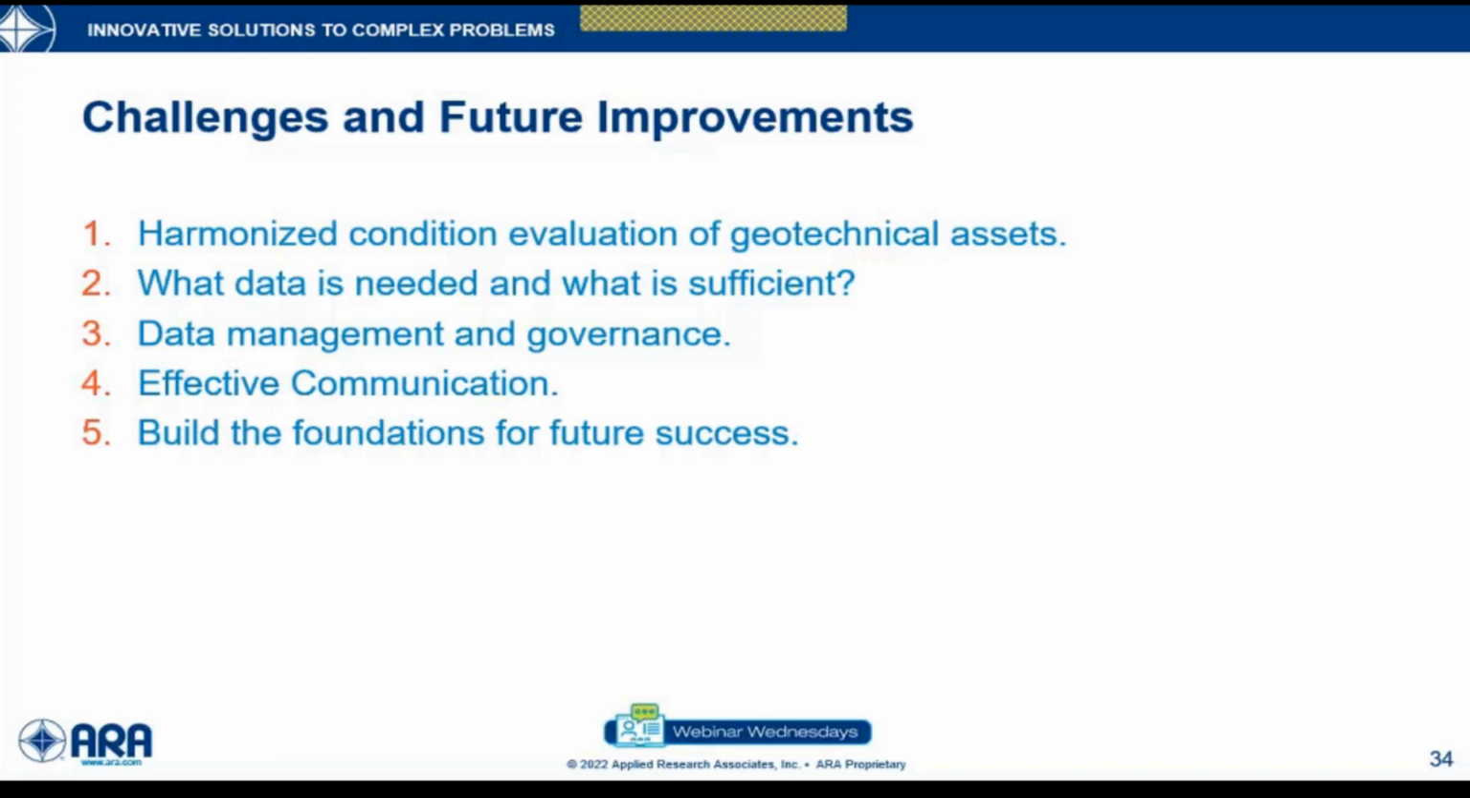And finally, building the foundations for future success, making sure that we have thought about all the details and we have outlined the processes early on and accordingly identified what data is needed, data management practices, and all these other aspects early on in the process is very important. And with that, I'll conclude my presentation and go back to Jerry.